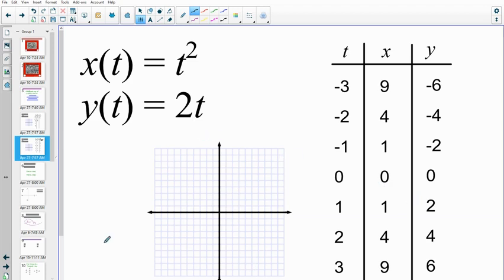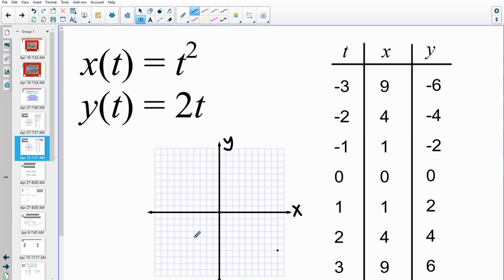And now when I graph this, this is still the x-axis. This is still the y-axis. There is no t-axis. My points on the coordinate axis system are just functions of time. And so at time equals -3, my location on the graph is 9, -6. The point 9, -6: over 9, down 6. That point right there is the location at time equals -3.